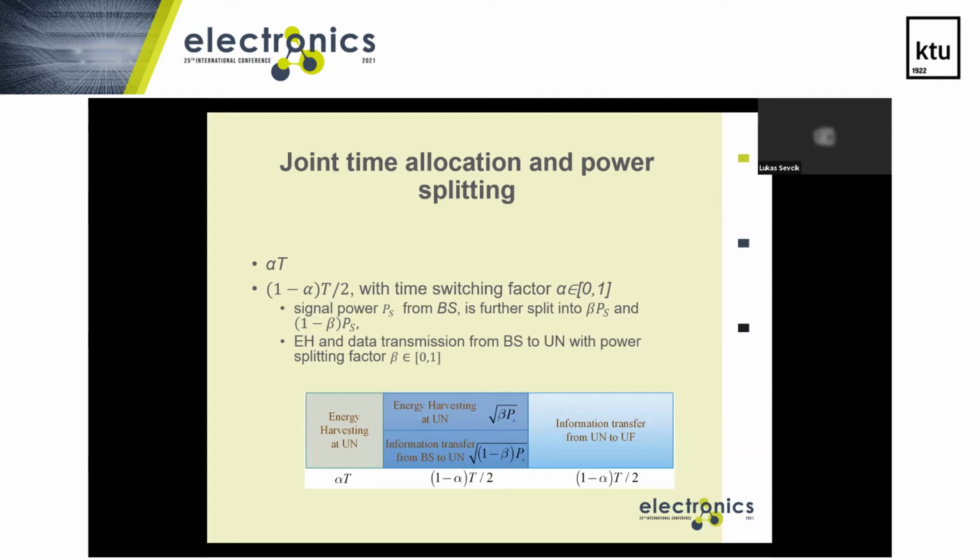Within it, the user near receives signal power PS from the base station, respectively for energy harvesting and data transmission from the base station to the user near with power splitting, which is factor beta shown on the figure. And within the second block, we use all the harvested energy for data transmission from user near to user far.